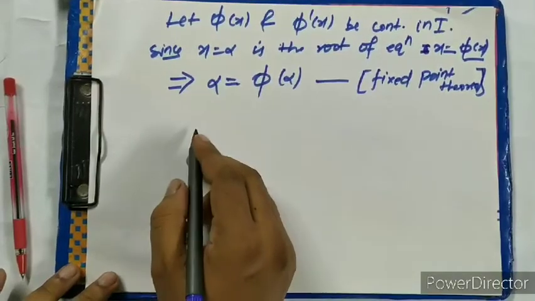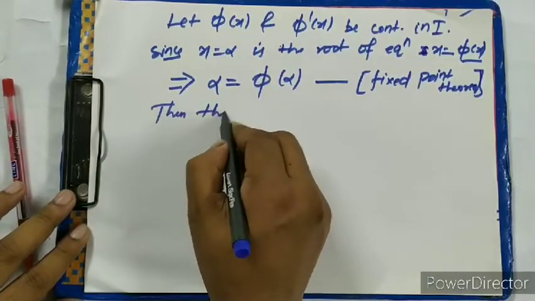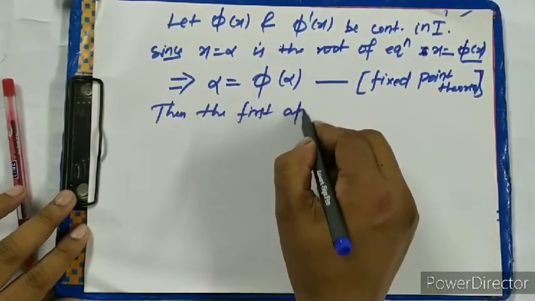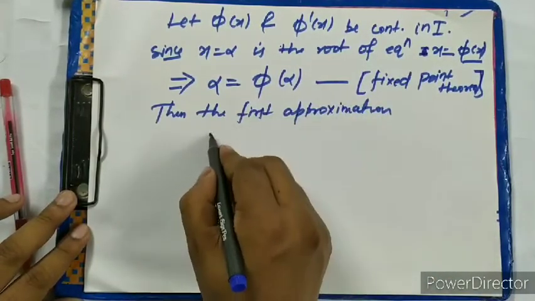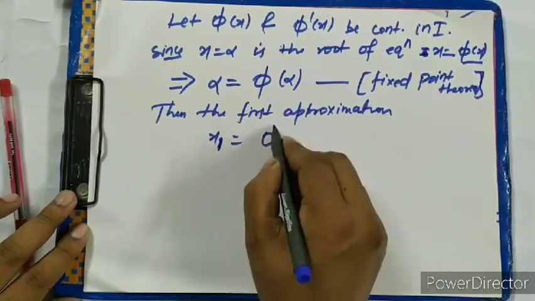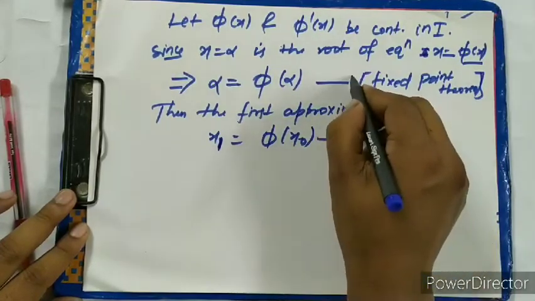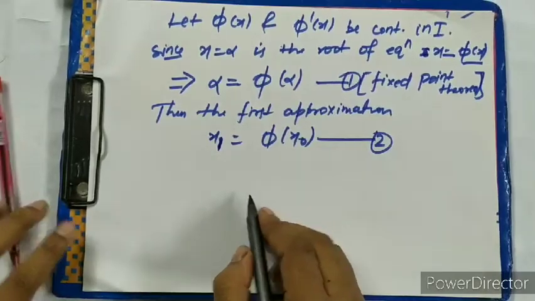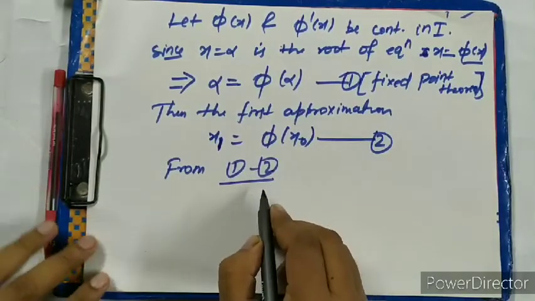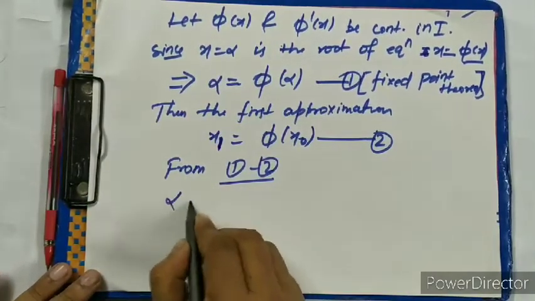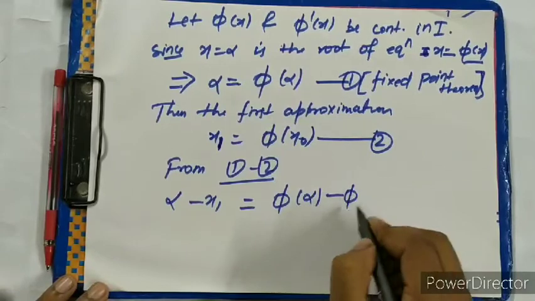Okay, then the first approximation is x1 is equal to phi of x naught. Let us assume this equation as 2 and this as 1. So from 1 minus 2, what we get, alpha minus x1 is equal to phi of alpha minus phi of x naught.